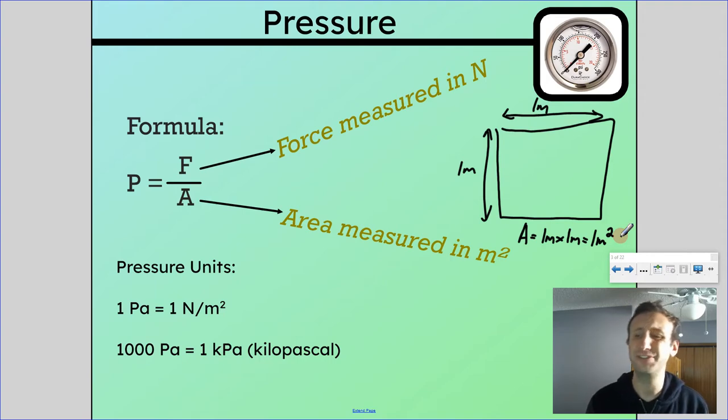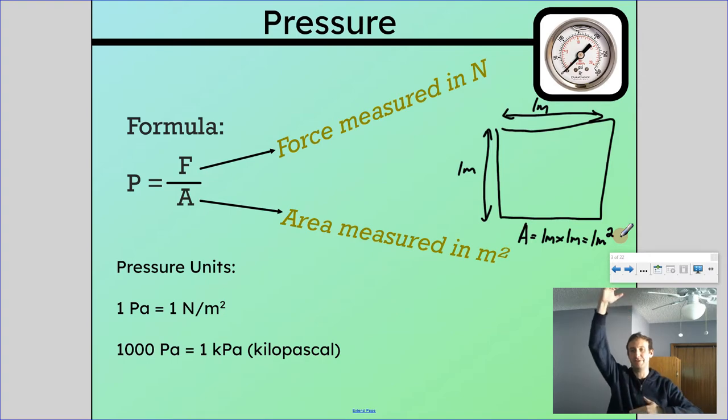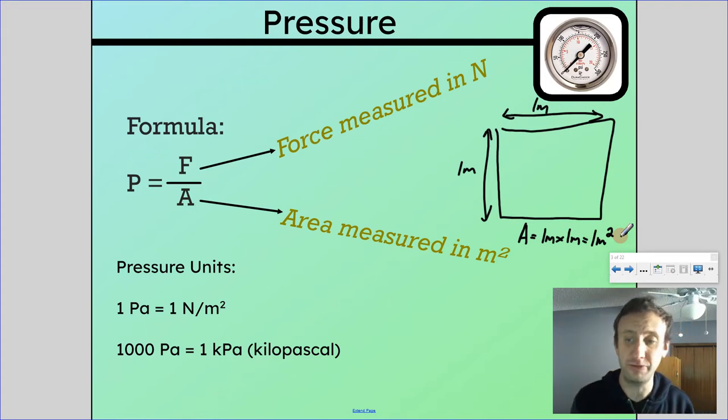So 1 pascal, 1 Pa, which is the unit we're going to use for pressure, is equal to 1 newton of force on a meter squared area. So you can imagine a meter squared as being, if I step back here a little bit, something around that. So it's basically like the square of where I'm at right now would be a meter. So a pascal of pressure would be if I have 1 newton of force on that 1 square meter of area.